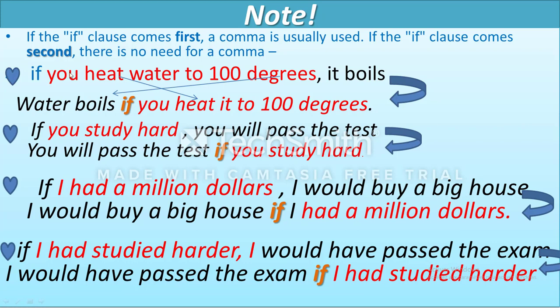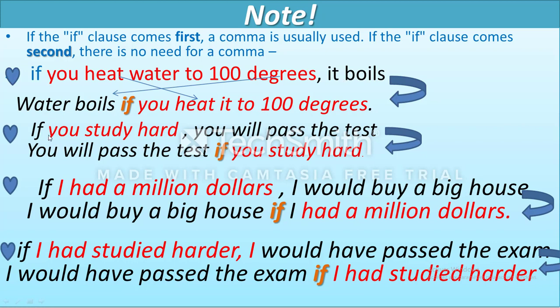Okay, this is an example of conditional type 0. If you heat water to 100 degrees, it boils. Look here, we have present simple, here present simple. Next one: water boils if you heat it to 100 degrees. When we have if in the middle, the sentences or the clauses are exchanged. The if clause could be here and the main clause could be in the first place.